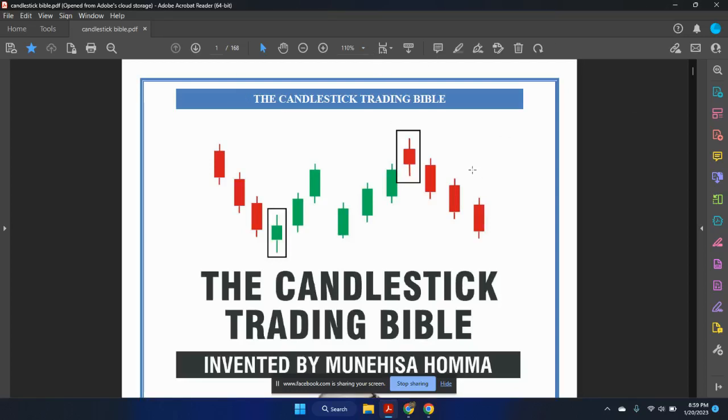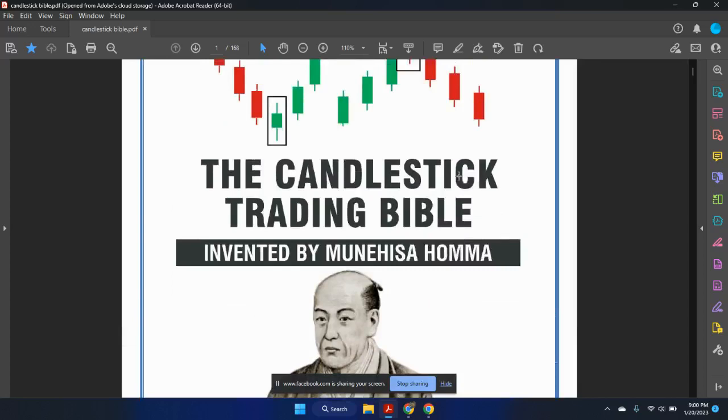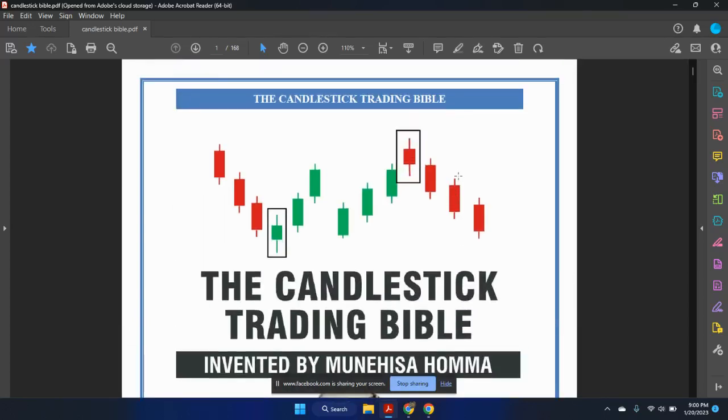This is the Candlestick Trading Bible that we are going over for those who are just now joining. I'm going to be honest with you, you can find this online. Just type in The Candlestick Trading Bible, and you can download it for free and print it out, or you can go buy it. I don't know how much it costs.